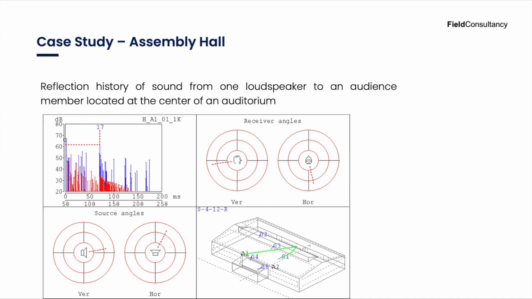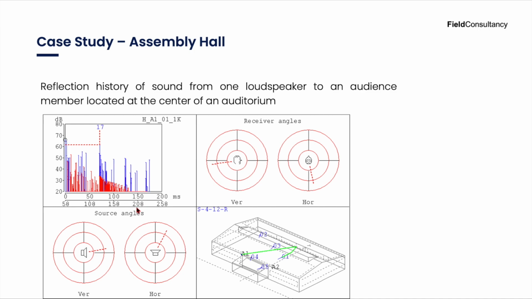This graphic shows a reflection history of sound from one of the loudspeakers in that assembly hall to an audience member located at the centre of the auditorium. On the bottom right there, you can see loudspeaker A1 and receiver location 01. And in this case, it is showing a sound ray bouncing off the rear wall, bouncing off the floor, and being heard at the listener location.